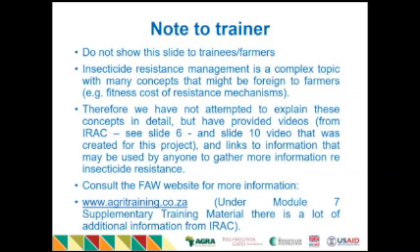So the next topic I want to discuss under this module is insecticide resistance. Once again, we have one of these slides here, which indicates to you as a trainer what to do and how to address this issue. Insecticide resistance management is a very complex topic with many concepts behind it that might be very foreign to farmers. An example of these would be, how would you describe, for example, fitness cost of resistance mechanisms in insects? It's very difficult to explain it to people like farmers and so on.